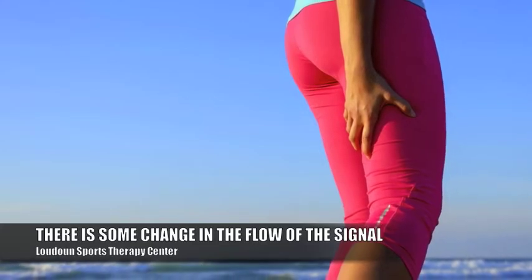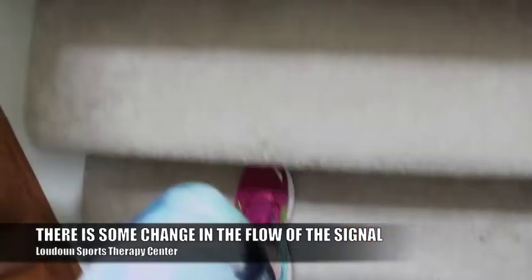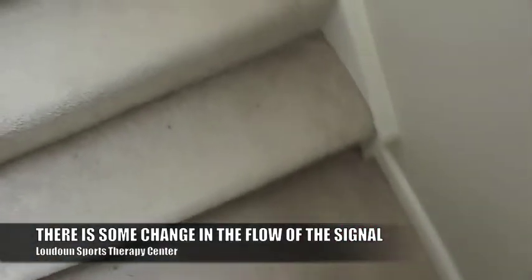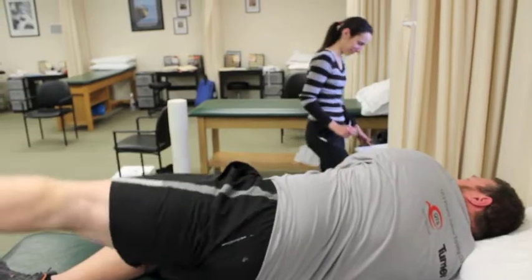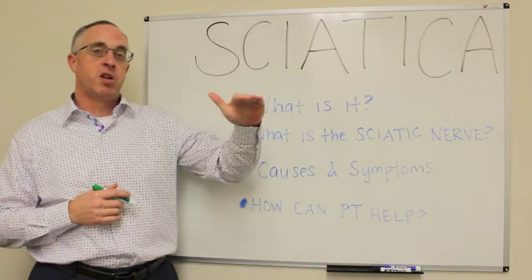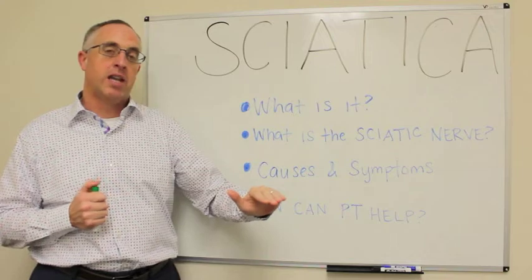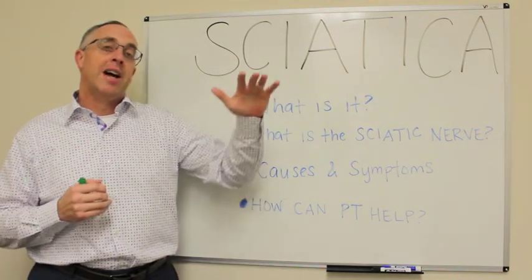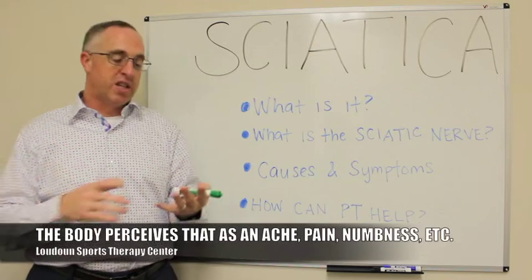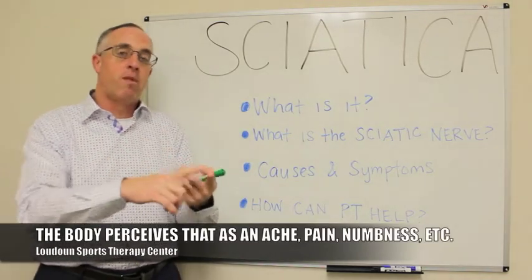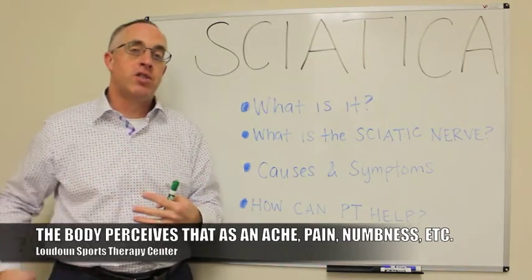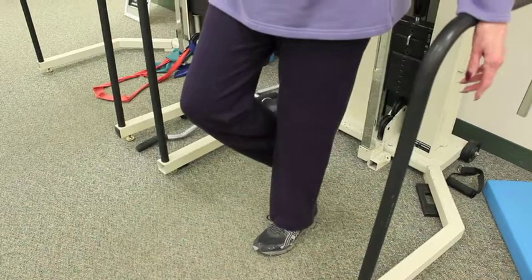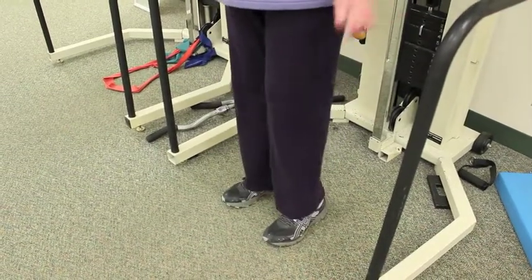So when we have symptoms related to our sciatic nerve, it's because there's some change in the flow of the signal down that nerve. The nerve is getting less of a signal than it's accustomed to, or in some cases it could be getting more of a signal than it's accustomed to. But typically it's less, because there's pressure on it from something. That decrease in the signal, the body perceives as an ache, a numbness, a tingle, a sharp pain, a burning, a stiffness, a weakness, whatever it might be. And so if you get any of those symptoms that run anywhere down the back of your leg, that's a good sign that you're experiencing some degree of sciatica.